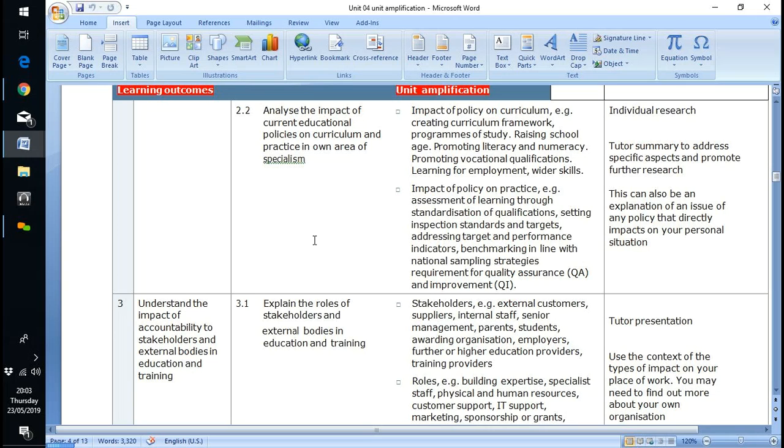On some of that, it can also be an explanation of any issue of any policy that directly impacts on your personal situation. Yeah. Is there something that we should look at, curriculum development policies? Because that's what I've been getting hold of from. Yeah. Well, if you did Unit 3, you covered that. Yeah. Oh yes, you did, didn't we? Yeah, on Unit 3, you did the theorists of curriculum development.